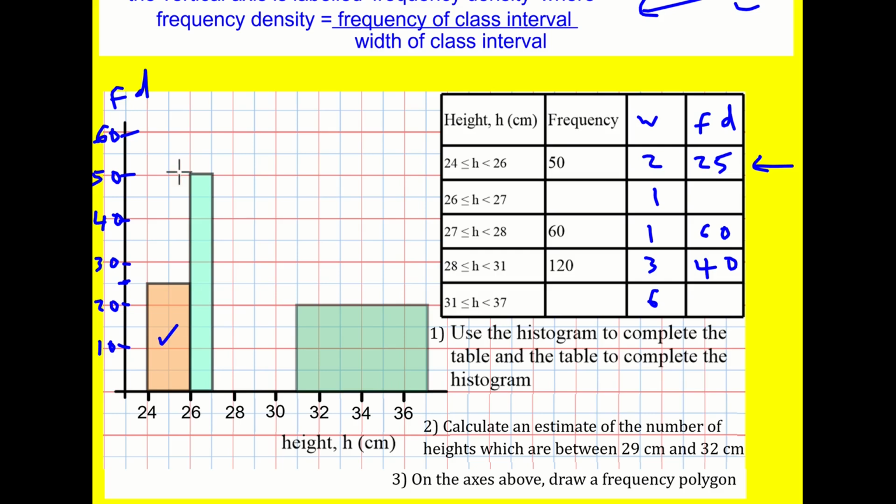Okay, next one. Actually, we need to read off that their frequency density is 50. And therefore, we then multiply these two together to give us this frequency. So we're just filling in little gaps of information. And I can read off this one as well. This was the frequency density of 20. So it's going to have a frequency of 120. And then I can draw the other bars. So this one is at 50. Oh no, I already had that. This one's at, next one's at 60, 27 to 28.